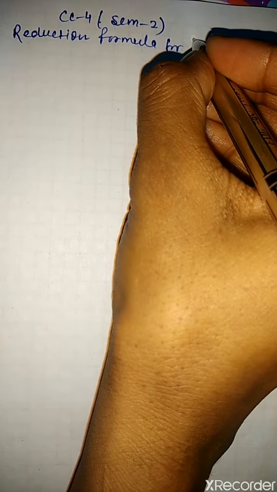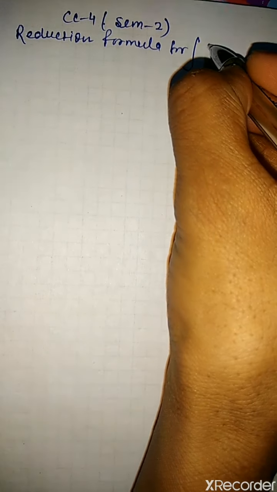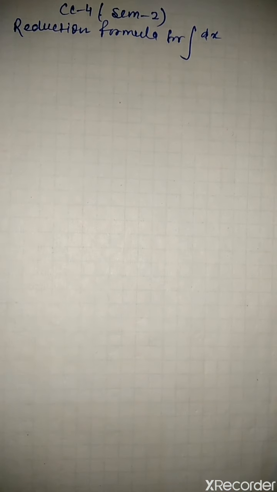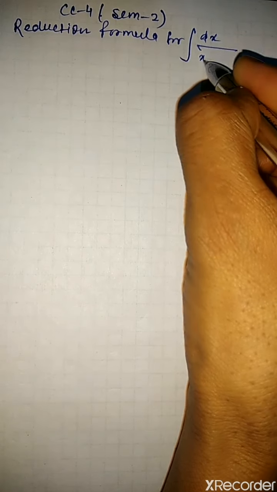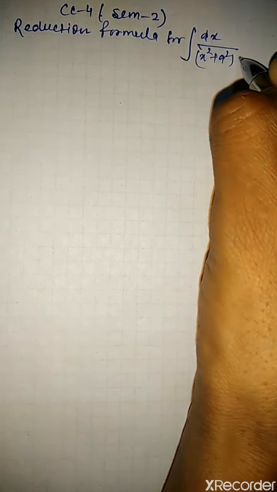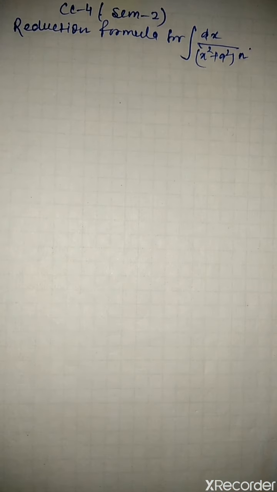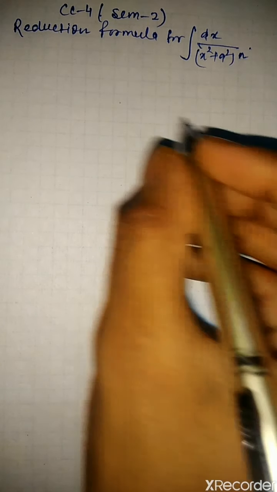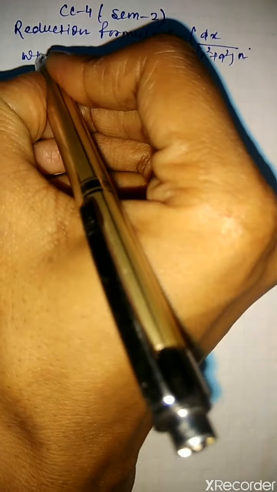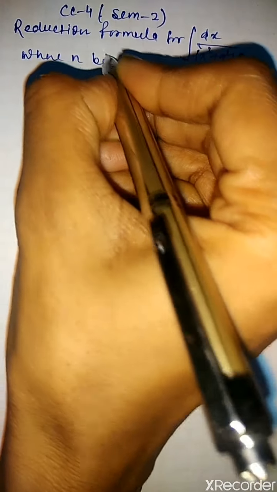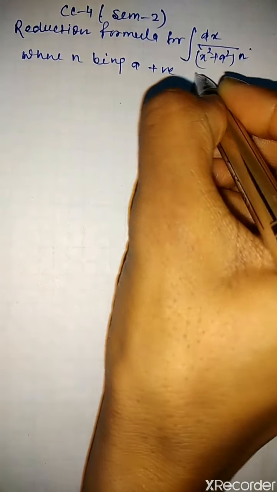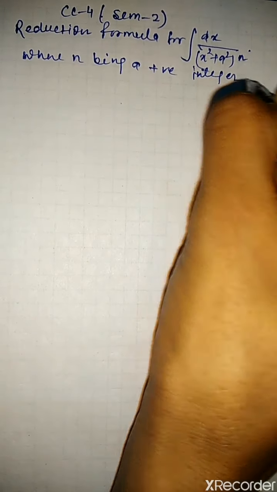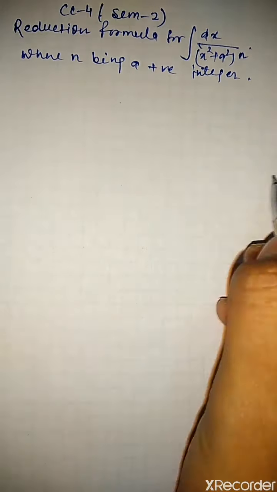Today we discuss the reduction formula for integration of dx divided by x square plus a square whole to the power n. Okay, so let us see how we can find the formula, where n is a positive integer.